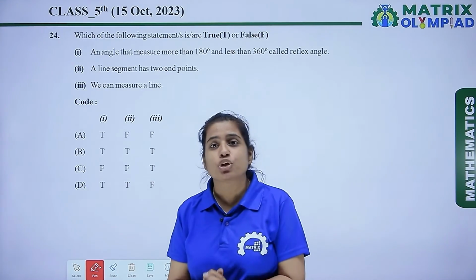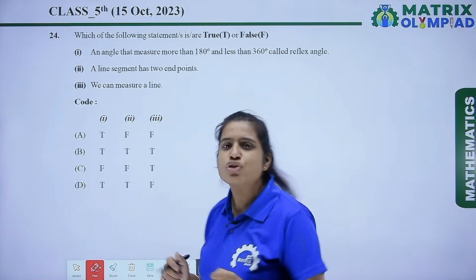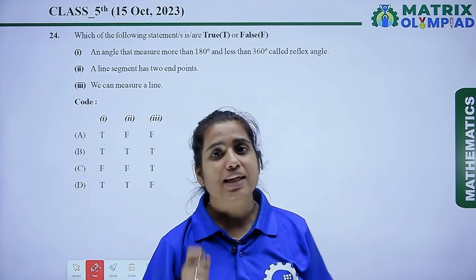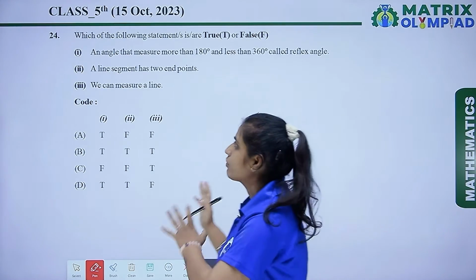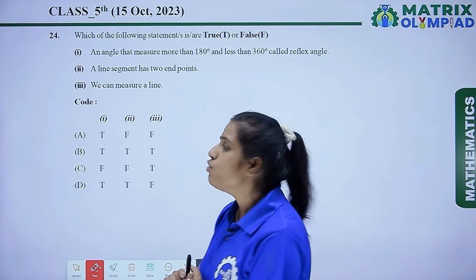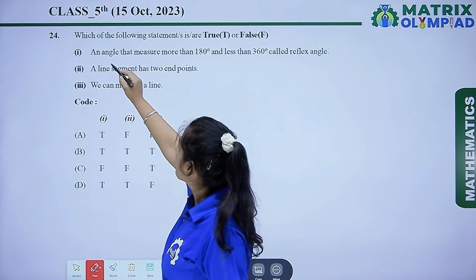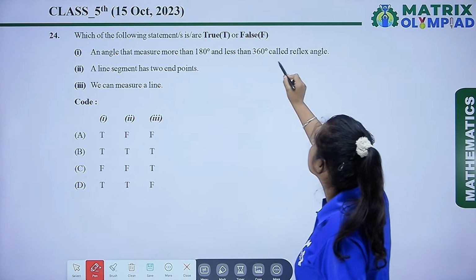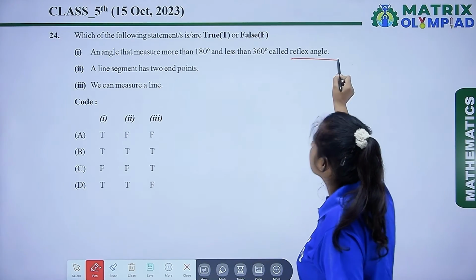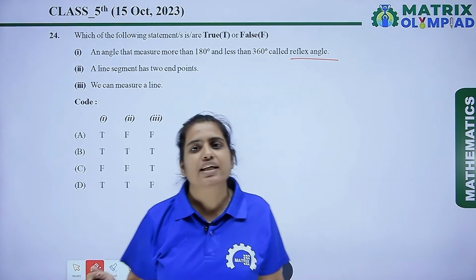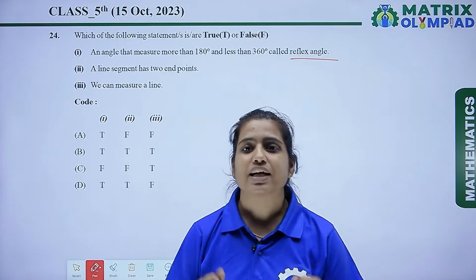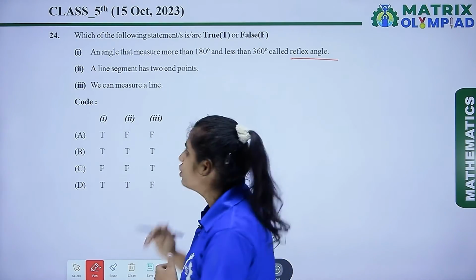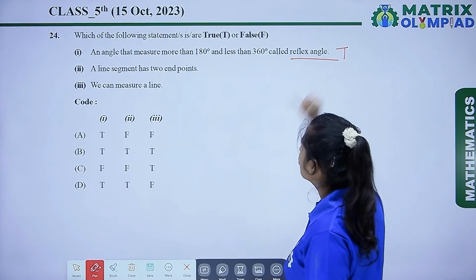नेक्स्ट वन इज क्वेश्चन नंबर 24. क्वेश्चन नंबर 24 में 3 स्टेटमेंट है. 3 स्टेटमेंट में से आपको पता नहीं है कौन सी ट्रू है कौन सी फॉल्स है. तो हियर लेट्स स्टार्ट विद द फर्स्ट स्टेटमेंट. एन एंगल दैट मेजर मोर देन 180 डिग्री एंड लेस देन 360 डिग्री इज कॉल्ड अ रिफ्लेक्स एंगल. बिल्कुल सही है. रिफ्लेक्स एंगल क्या होता है? मोर देन 180 डिग्री बट लेस देन 360 डिग्री. सो हियर स्टेटमेंट फर्स्ट इज करेक्ट. सो ये हो गई हमारी ट्रू स्टेटमेंट.